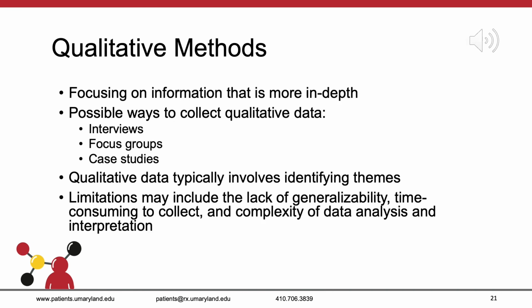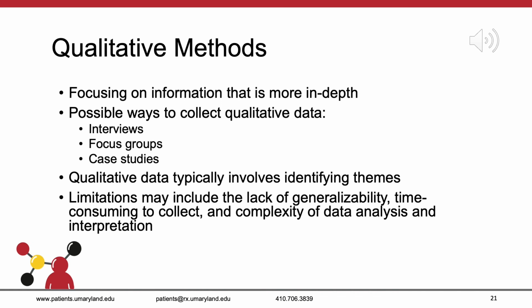Qualitative methods focus on information that is more in-depth. There are different ways to collect qualitative data. Frequently, we use interviews or focus groups, maybe case studies. Now, qualitative data typically involves identifying themes or categories of items that come from those interviews and focus groups.